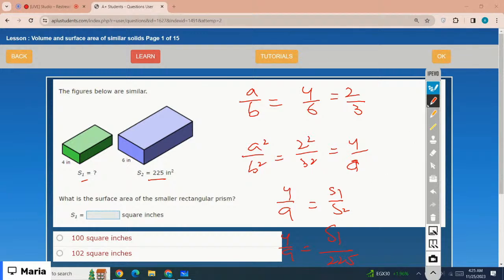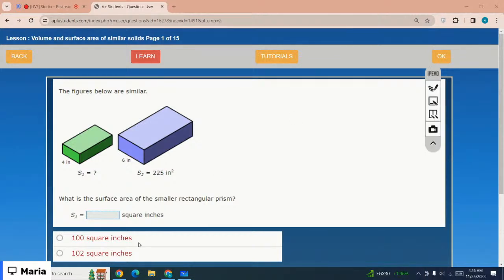Let's just form S1 equals 4 times 225 divided by 9, right? Let me just do the calculations. So 4 times 225 is 900, and 900 divided by 9 is 100. So that means the surface area of the smaller rectangular prism is 100 square inches. Option number 1 is the correct option. That will be 100 square inches, right?